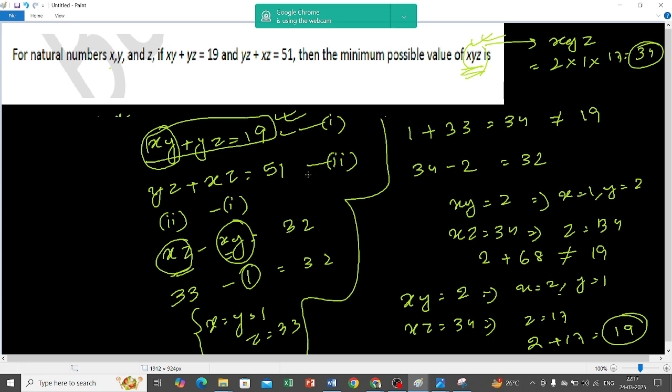Okay, then what am I doing? I am subtracting equation 1 from equation 2, which I already told you in the beginning. Equation 2 minus equation 1, what did we get? I got xz minus xy is 32, right? xz minus xy is 32. Did you understand till here?